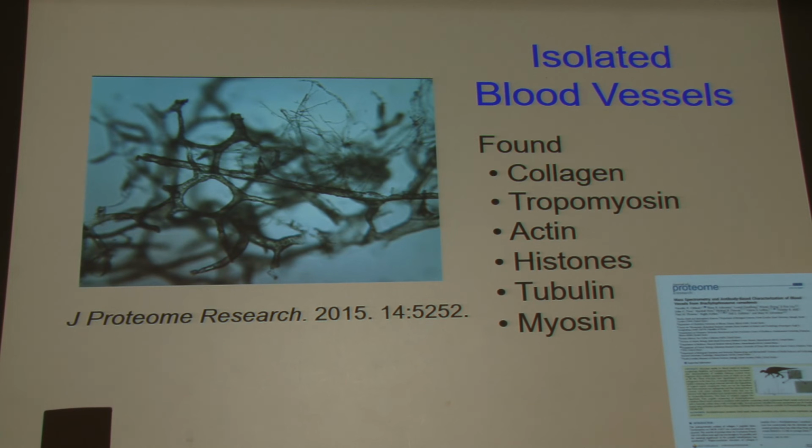Intact blood vessels, so you can't claim it's some type of contamination, you can't claim it's some type of microbe. Intact blood vessels, extracted collagen, tropomyosin, actin, histone, tubulin, myosin, all of those proteins that would be consistent with a vertebrate blood vessel. Extracted all of them. But this is dinosaur.